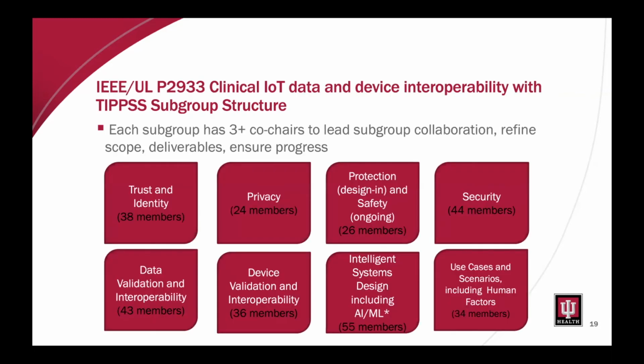So we have an 8 subgroup structure: trust and identity, privacy, protection and safety, security, data validation and interoperability, device validation and interoperability, intelligent systems design, that was in that meeting this morning, and use cases and scenarios, including human factors.